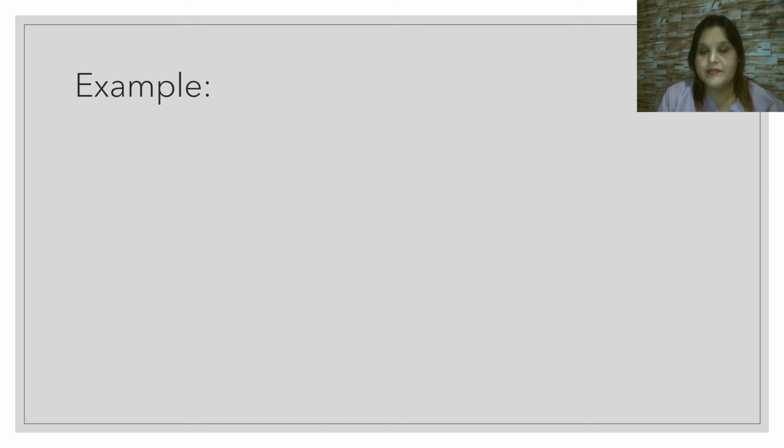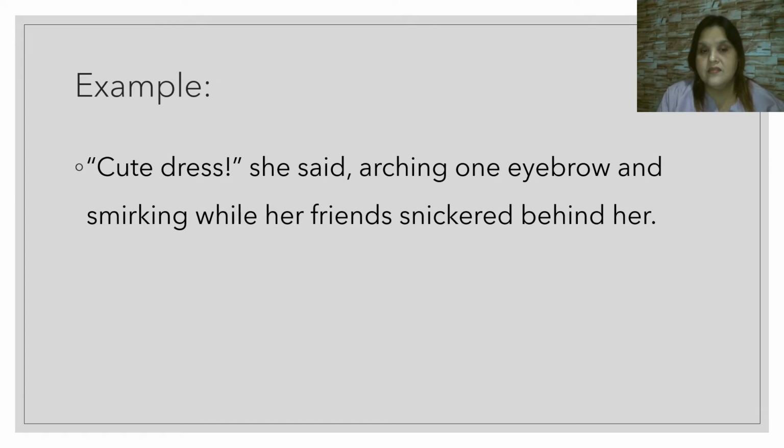Let's have another example. "Cute dress," she said, arcing one eyebrow and smirking while her friends snickered behind her. So can you tell me what is the tone of the statement? If you say sarcastic, you are correct. Why sarcastic? Let's go back to the statement. What are the word choices of the author? Arcing one eyebrow, and smirking. When you say smirking, it is smiling in a pleasant way. Snickered, you are quietly laughing behind that person. So it is sarcastic.